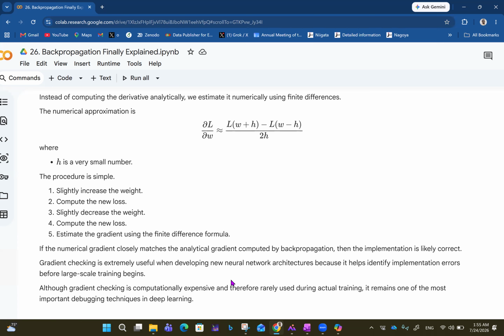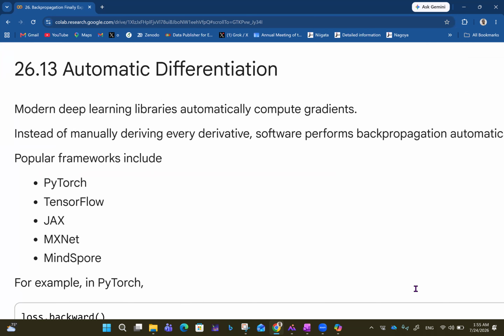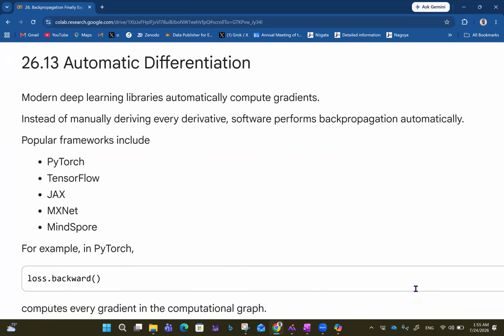Although gradient checking is computationally expensive and therefore rarely used during actual training, it remains one of the most important debugging techniques in deep learning. So gradient checking is a nice debugging technique. Then we have the idea of automatic differentiation, because we're talking about tons of derivatives here. Modern deep learning libraries automatically compute gradients. So instead of manually deriving every derivative, software performs backpropagation automatically.